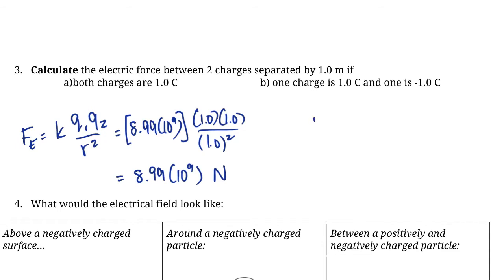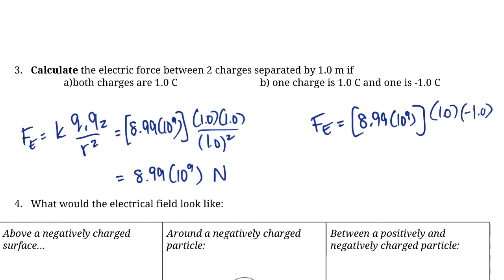Well, we can do the same calculation. It's going to be the 8.99 times 10 to the 9 times 1.0 times negative 1.0 over 1 meter squared. So notice how the force this time is just going to be negative 8.99 times 10 to the 9 newtons.